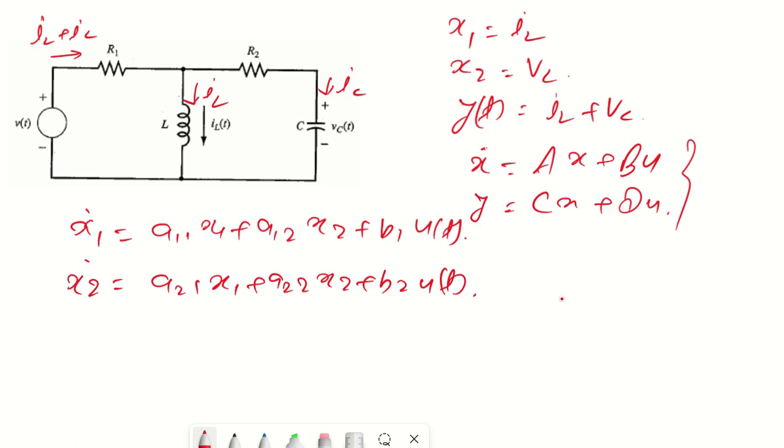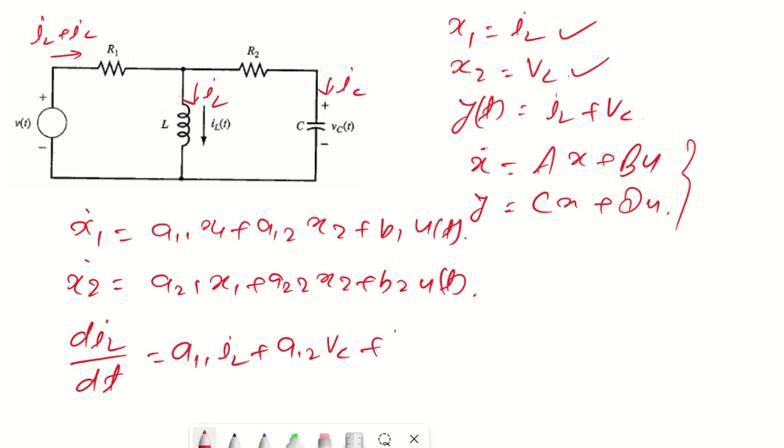Now, if we have x1 equal to IL and x2 equal to VC, can we write x1 dot as the differential of IL, dIL by dt, is equal to a11 IL plus a12 VC plus b1 u of t, where u of t is your input, that is v of t. So I can write it down as v of t. This is my equation number 1.